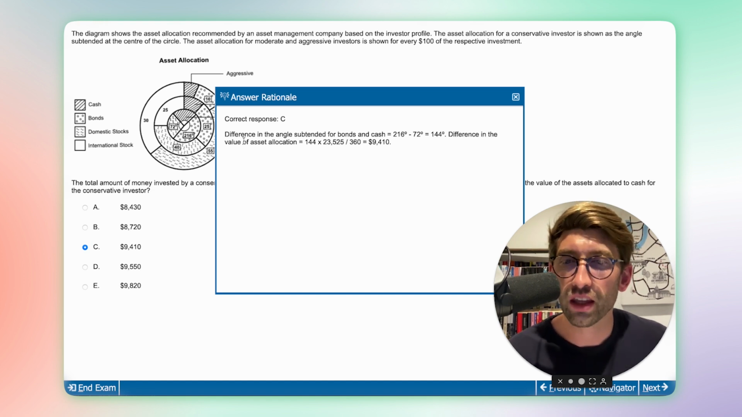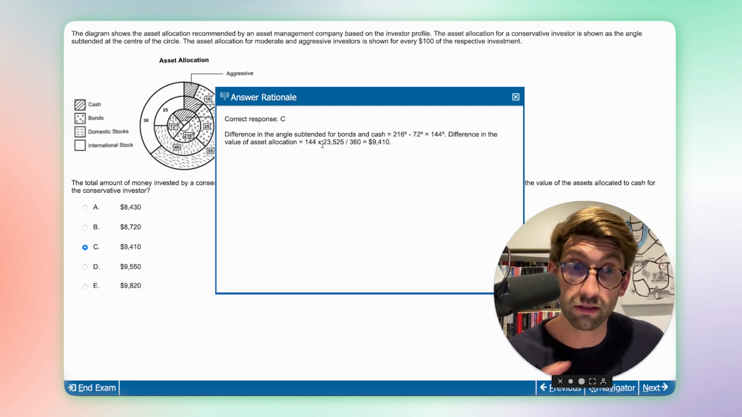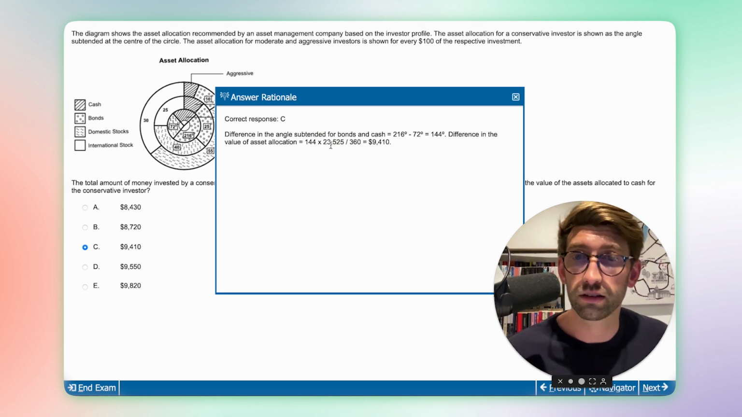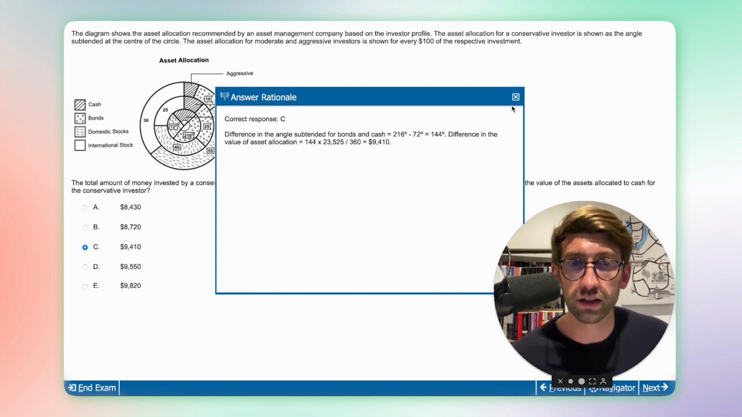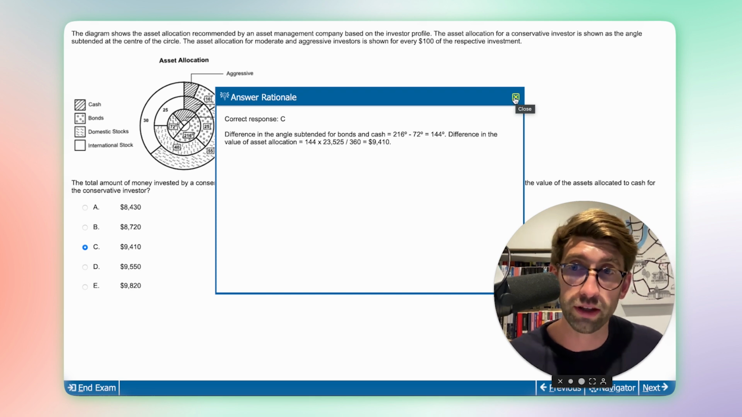Correct, spot C, brilliant. The difference in the angle subtended for the bonds is that, the difference in the value asset allocation. So they've done it slightly differently. They've just worked out the difference between the angles, divided the difference by 360, because that gives you the percentage difference, and then times it by that to get that number. But like I say, I showed you the very slow way. This is probably an in-between way, and then the really quick one was the one where you just eyeball the fractions and you know very quickly.